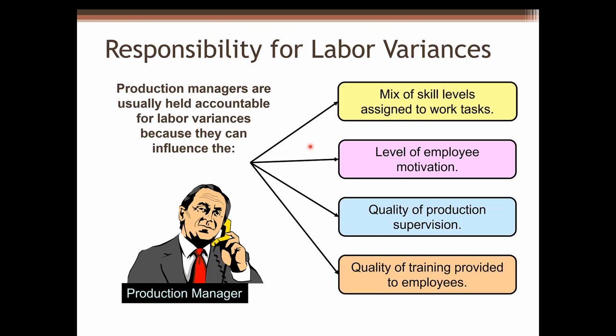Generally speaking, labor variances are partially controllable by employees within production department. For example, the production manager can assign highly skilled workers and less skilled workers to tasks which are consistent with their skill levels. The production manager can motivate employees. The production manager can provide good quality of production supervision and also provide training to employees.